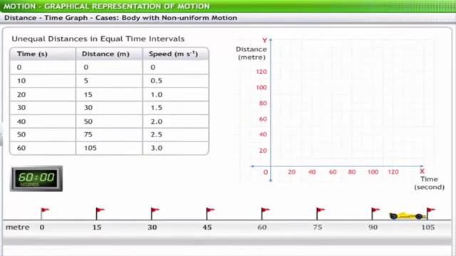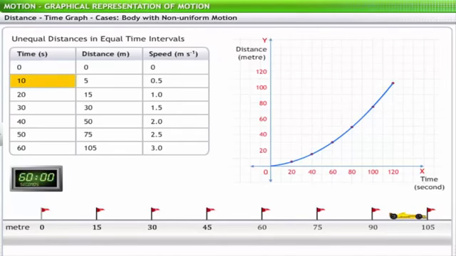For example, the table gives the position of a body at different instances of time. When we plot the distance-time graph for the data given, we observe that the distance-time graph for a body having non-uniform motion is a curve. Let's analyze this data further.